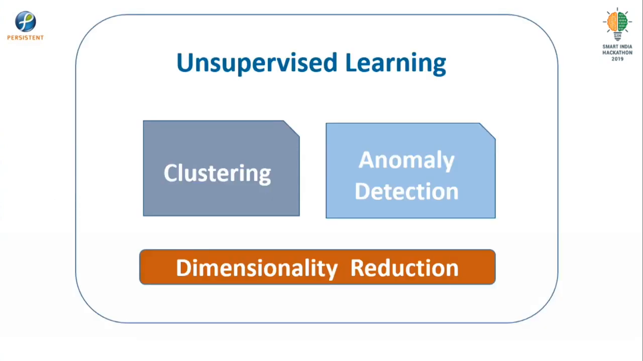In unsupervised learning, we have three subsections. One is called clustering, another is called anomaly detection, and the third one is called dimensionality reduction. We will see these one by one. Let us see what clustering is.